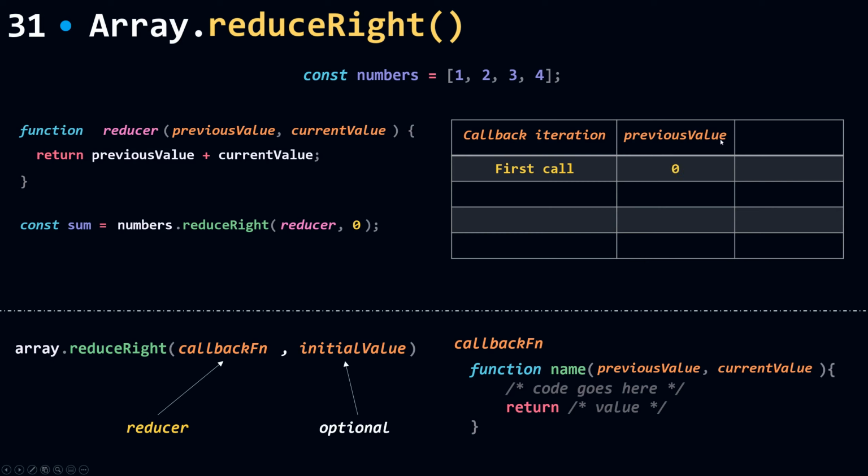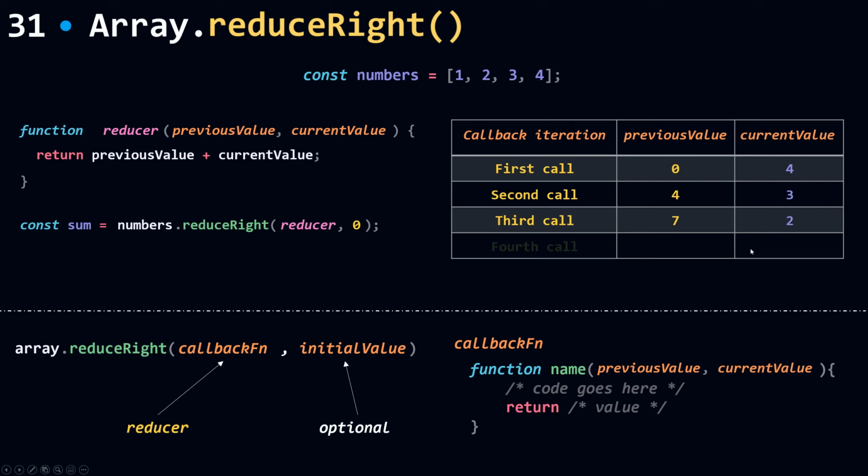Then for the current value now it's going to be 4, because reduceRight will start from the end here. Then on the second call, the previous value will be the returned value from the reducer, which is 0 plus 4, so 4. And then the current value will be 3 because we're moving to the left. Then on the third call, the previous value will be 7, 4 plus 3, the returned value from the reducer. And now the current value will be 2, so moving to the left.